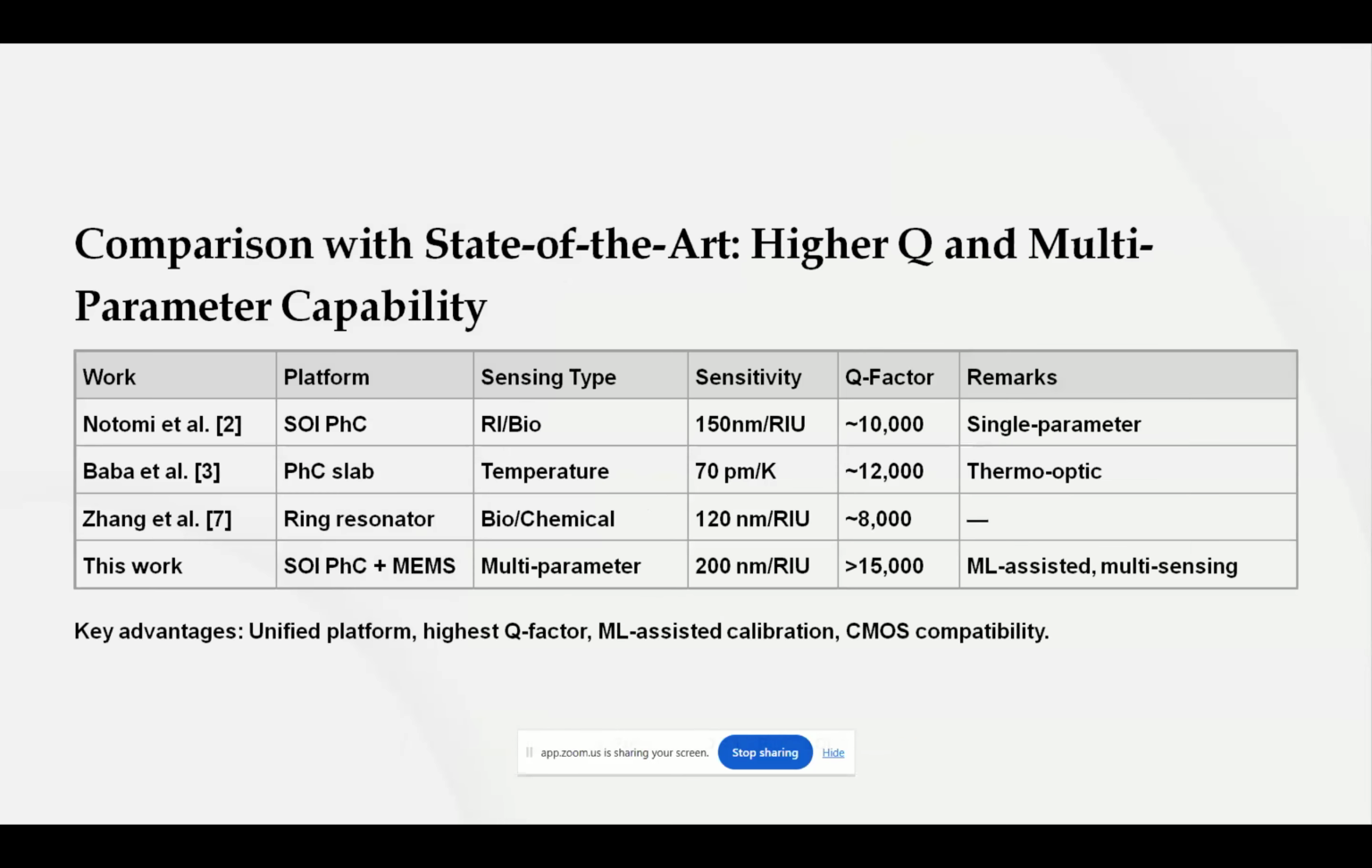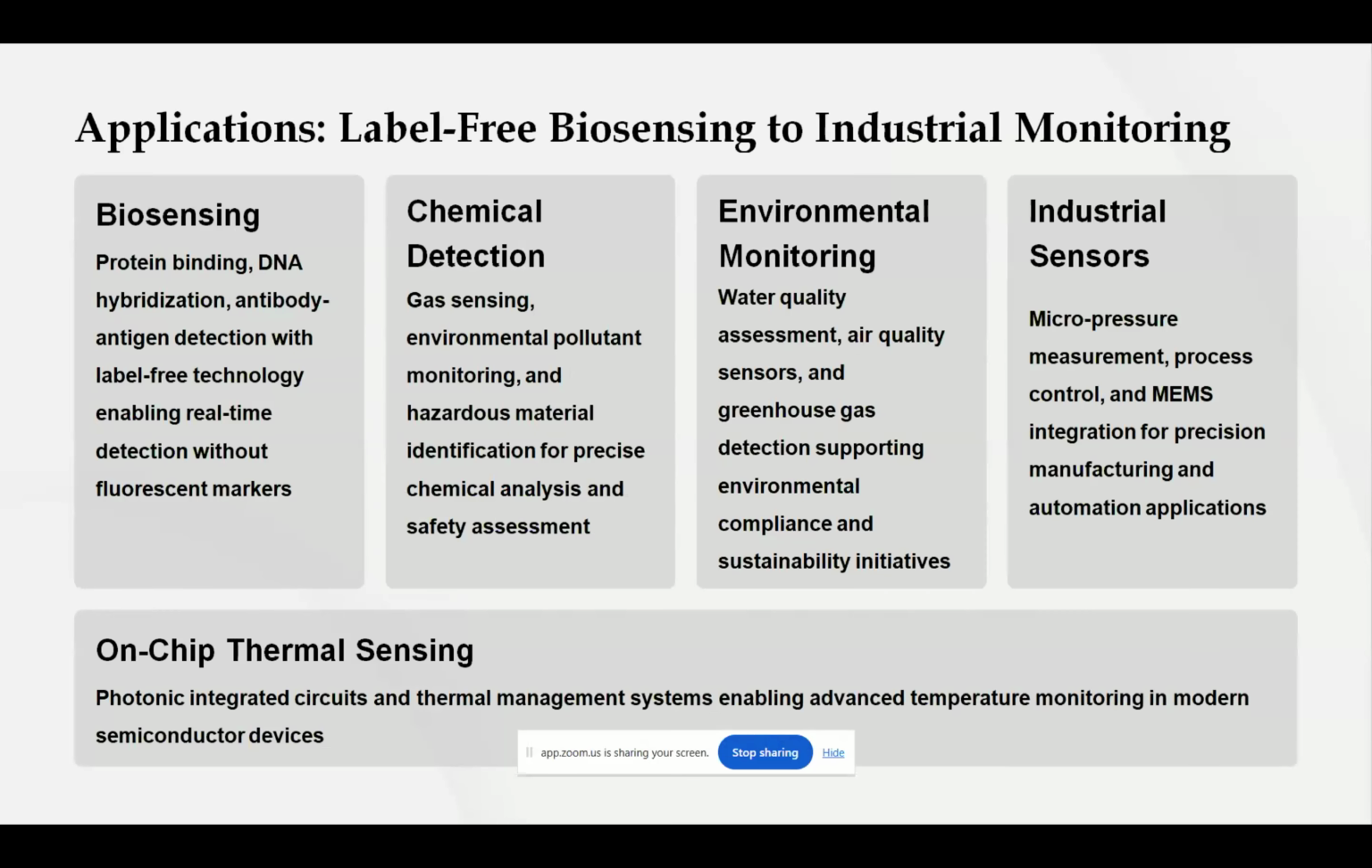In the next comparison, compared to existing work, this approach provides higher Q factor and supports multi-parameter sensing. Later, applications: label-free biosensing, industrial monitoring, and environmental monitoring.